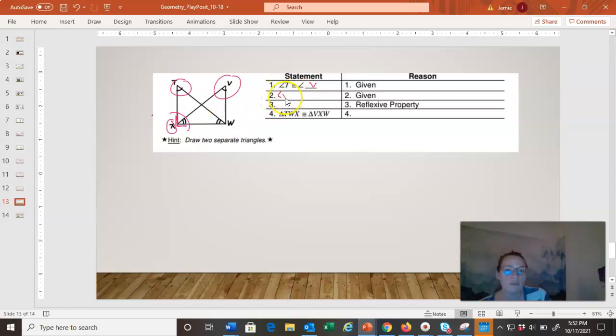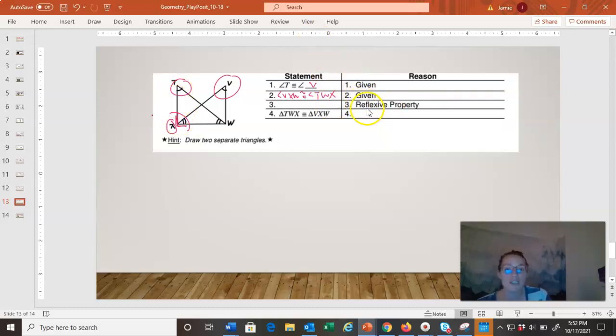VXW is congruent to TWX. There we go. We just don't want to grab the whole letter in this case because that angle is split into 2 parts. Not like this one.